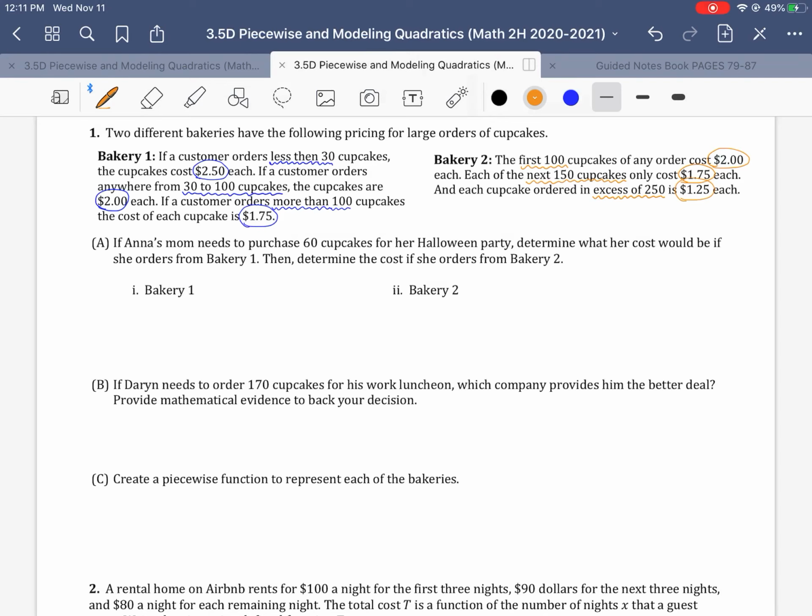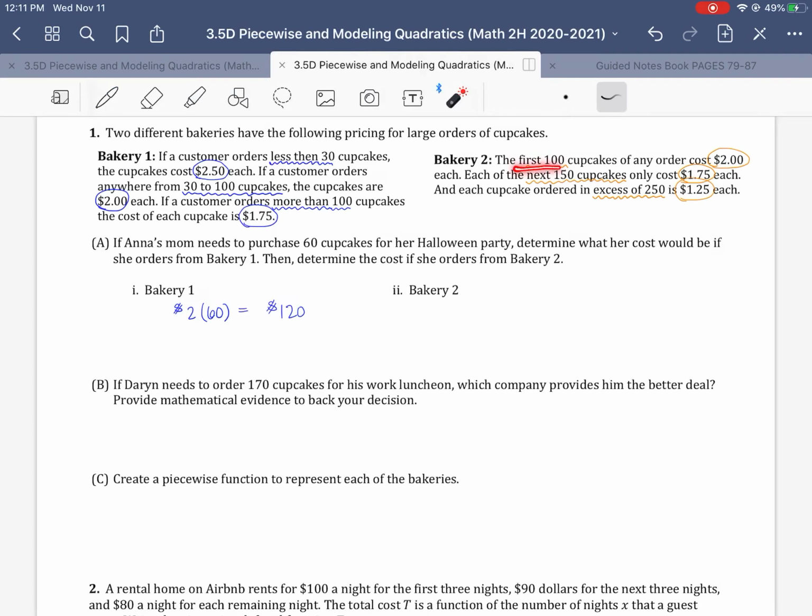Let's see if we can interpret this. So if Anna's mom needs to purchase 60 cupcakes for her Halloween party, determine what her cost would be if she orders from Bakery 1. Then determine the cost if she orders from Bakery 2. So Bakery 1, she's going to order 60 cupcakes. So less than 30 won't apply. 60 is going to be somewhere between 30 to 100. So she's going to have to pay $2 each for her cupcakes. So that would be $2 for each of the 60 cupcakes. And if we multiply that, she's going to have to pay $120 for those cupcakes.